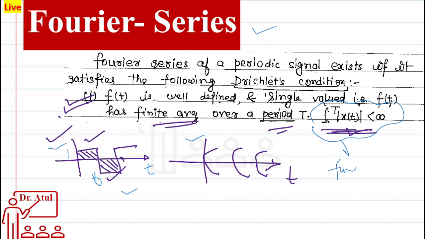But I have a second example also. In this second example, the Fourier series is not valid. Why? Because at the same instant there are two values in this signal. One value is positive, one value is negative. Therefore it is not single valued. As it is not single valued, the Fourier series of this function is not possible. Is this okay?